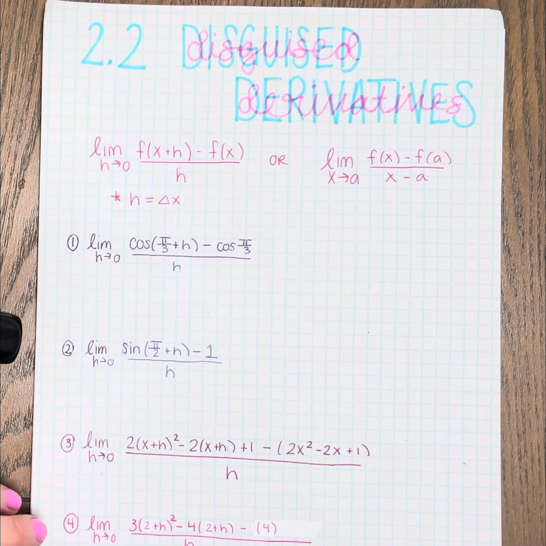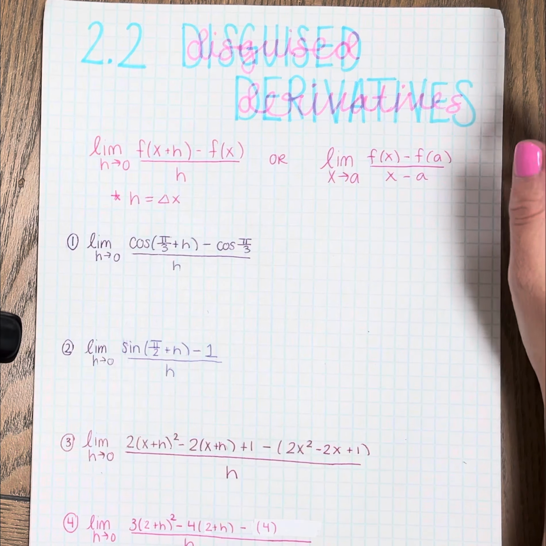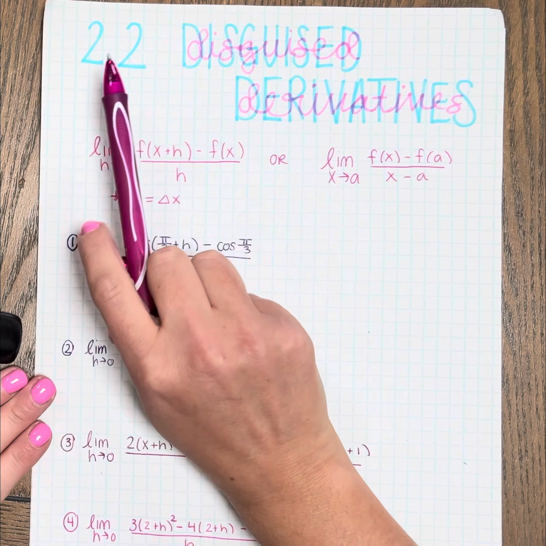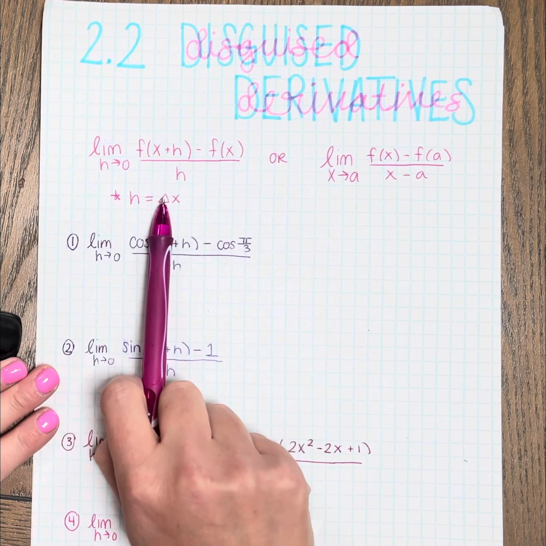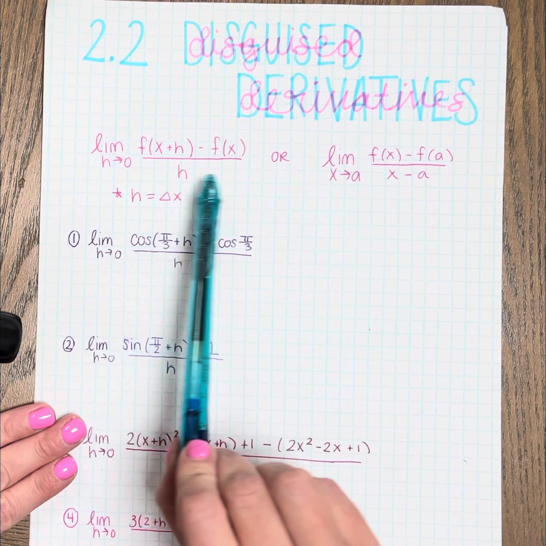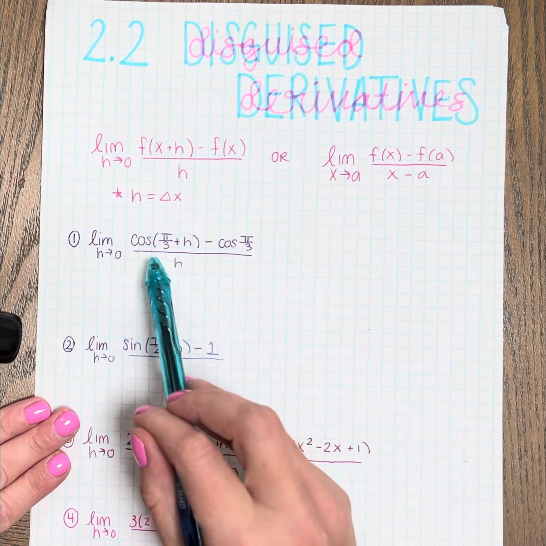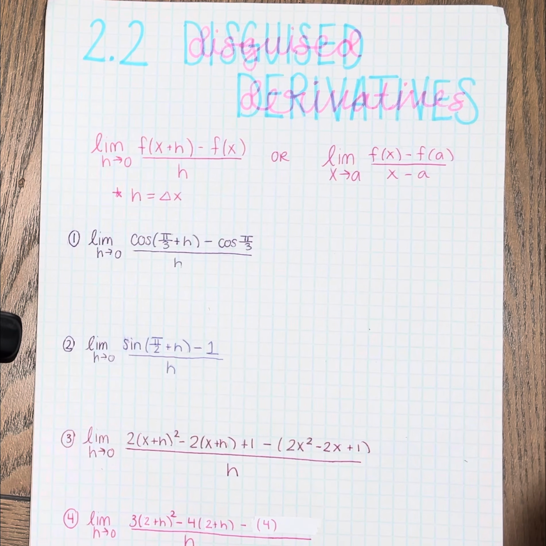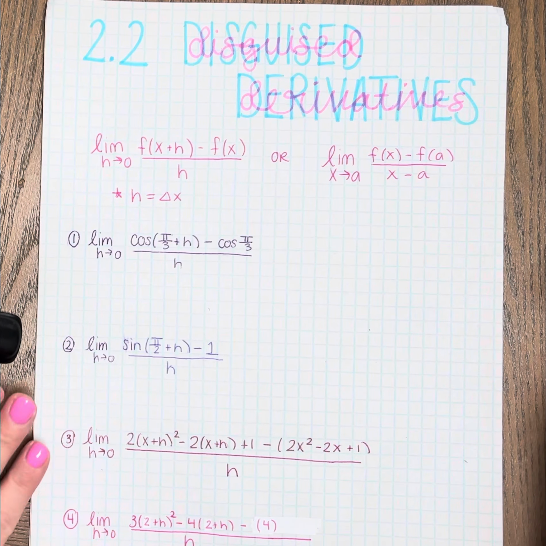So I had some requests from my lovely students to do something I call disguised derivatives. It's 2.2 if you're following the CED. Basically, we're using the definition of the derivative. I have both of them right here to find the derivative of something. The reason I call them disguised is because it's not saying like find the derivative.